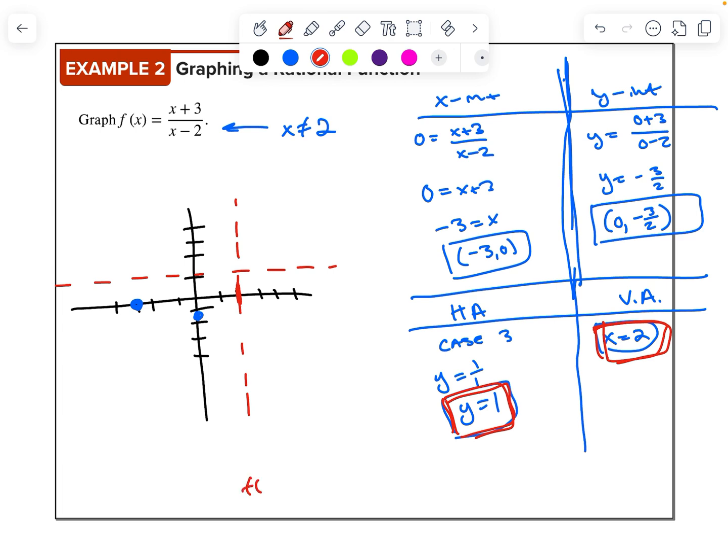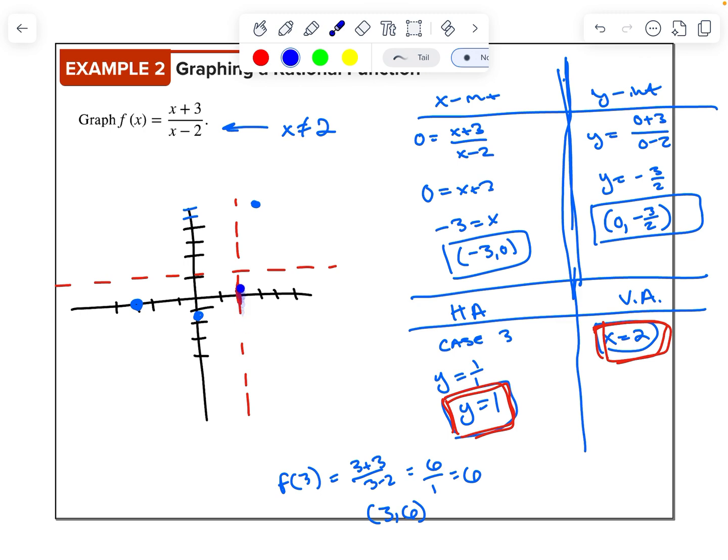If I put a 3 into my function, f of 3 equals (3 + 3) over (3 - 2) equals 6 over 1 equals 6. That gives me the point 3, 6. I put a 3 in for x. I got a 6 out for y. So I know the point 3, 6 is on my graph. 1, 2, 3, 4, 5, 6. 3, 6. There we go.